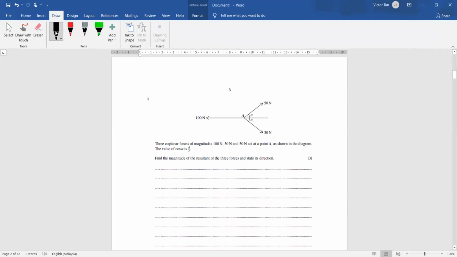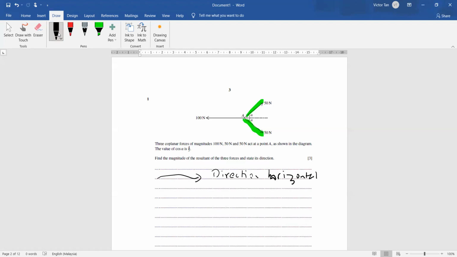So what we are going to do is resolve. As you can see, vertically, these two forces, since the angle is the same, will cancel each other off. Okay. So the direction of the resultant force is horizontal.